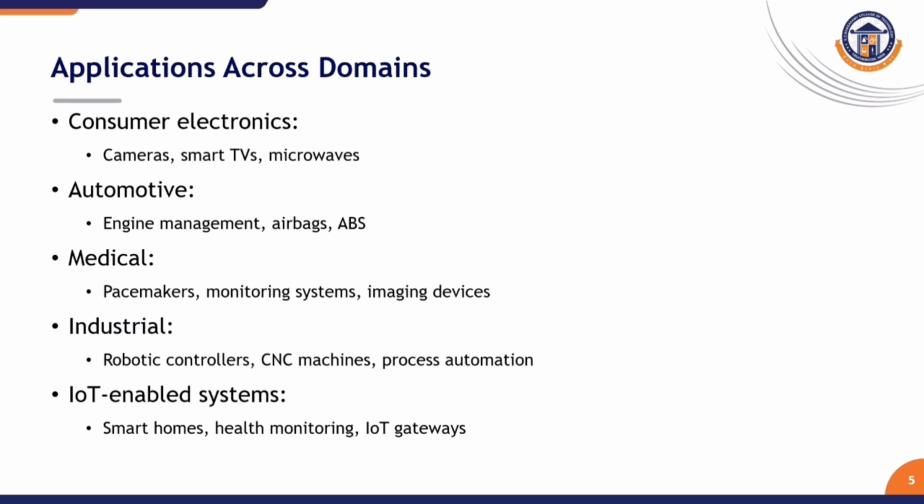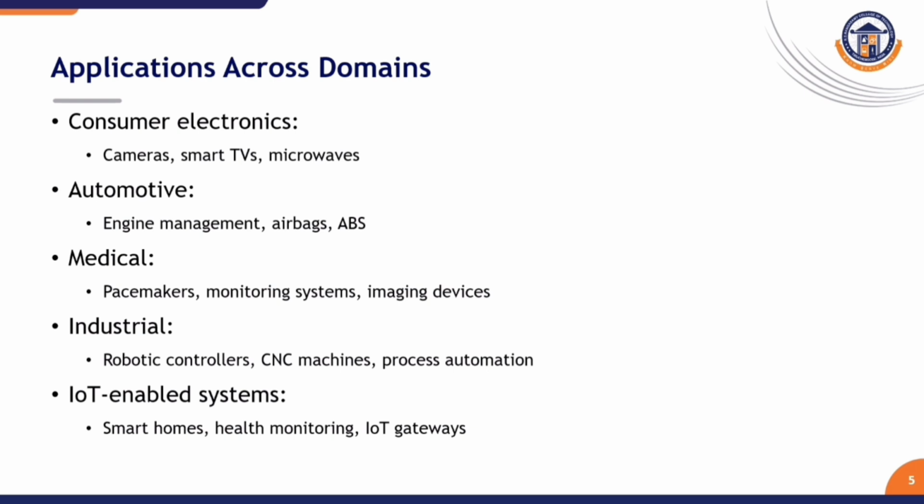anti-lock braking systems. In medical systems, embedded systems are used in pacemakers, patient monitoring systems, medical imaging devices, etc. In industrial applications, they are mainly used in controlling robots, CNC machines, and process automation applications. And also it is used in IoT enabled systems nowadays, like smart homes, health monitoring systems, and IoT gateways. Thus, embedded systems form the backbone of modern technology.